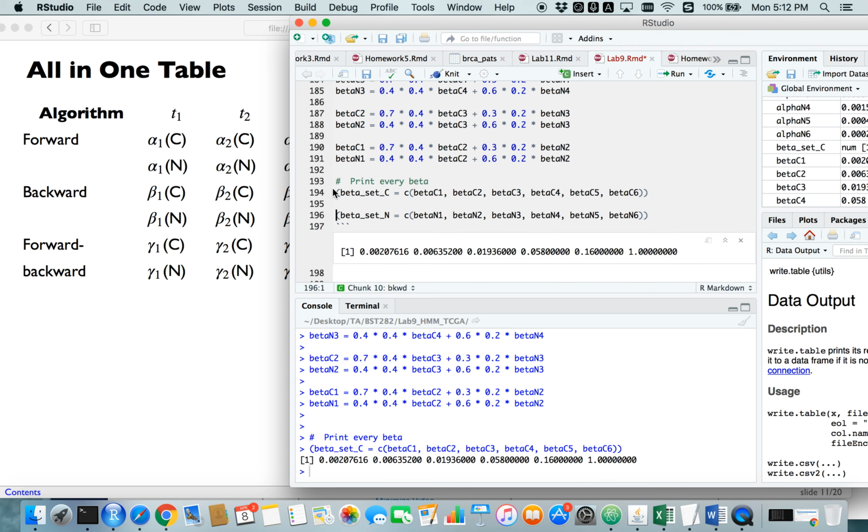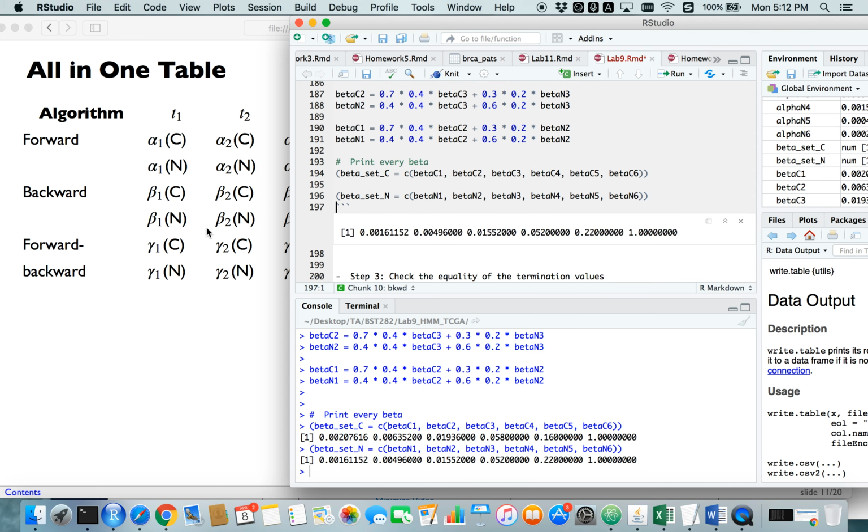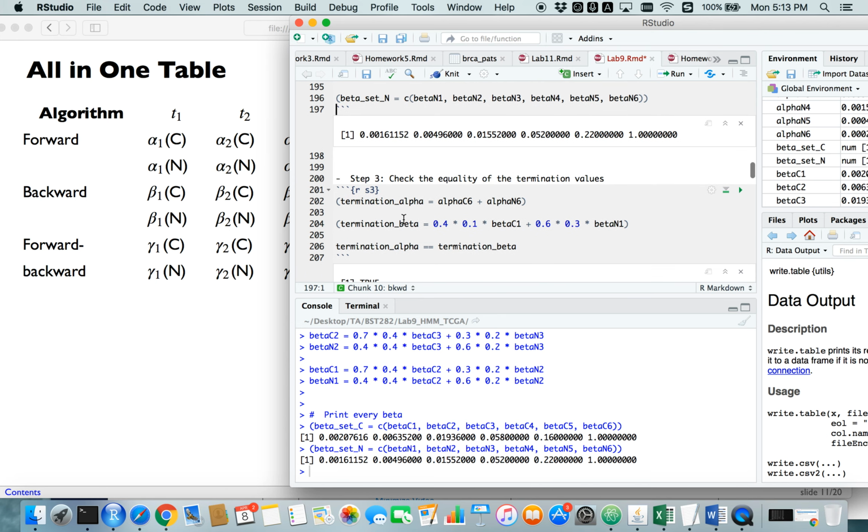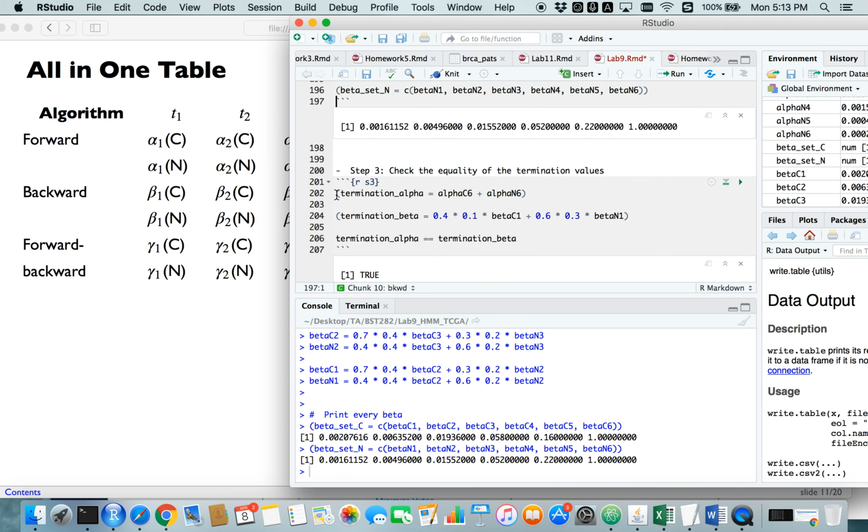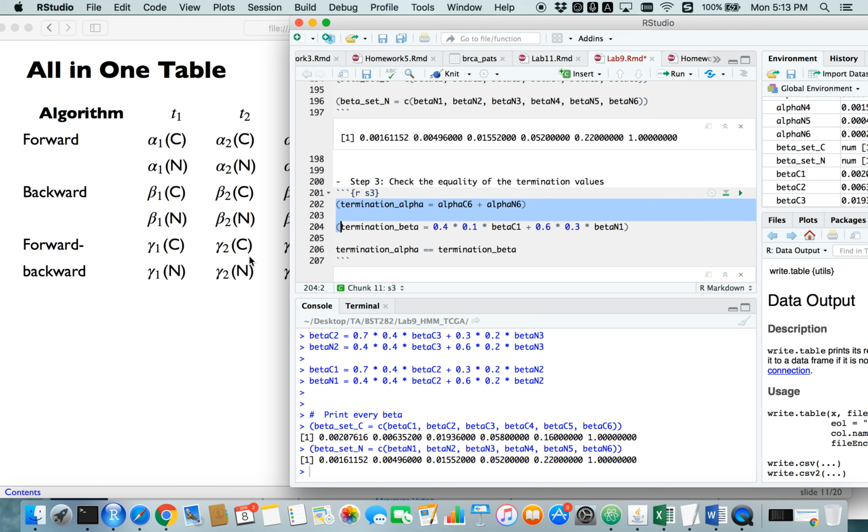So this is the third row in this table, and then this is the fourth row in this table. You have to report all these values in your homework, and then, based on these beta and alpha values, we can calculate the gamma values, which are listed here.